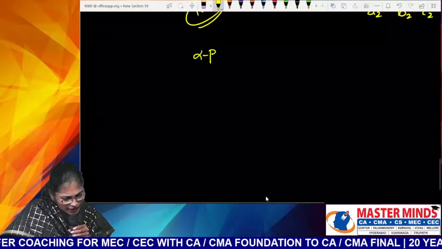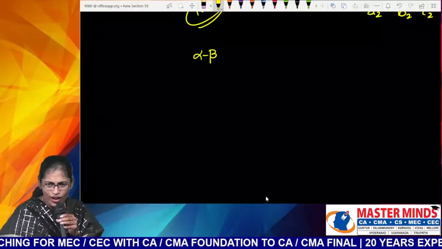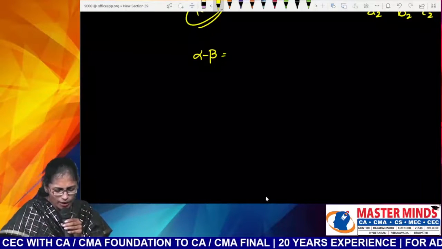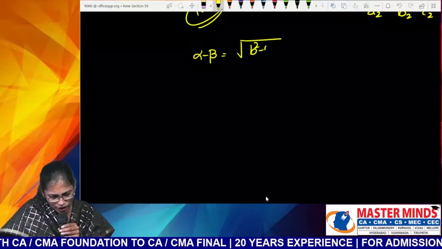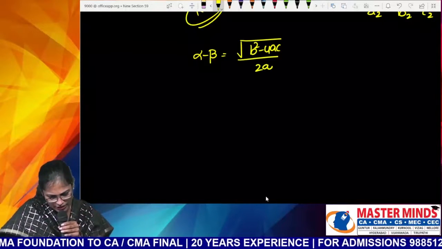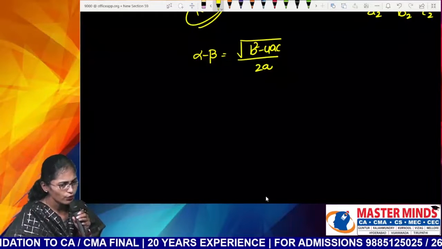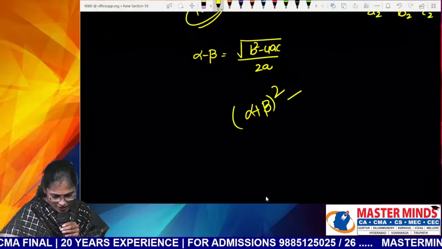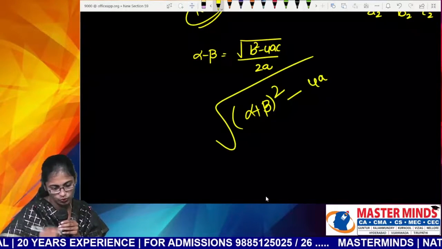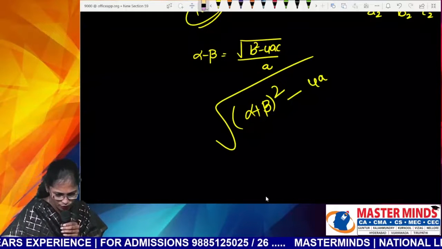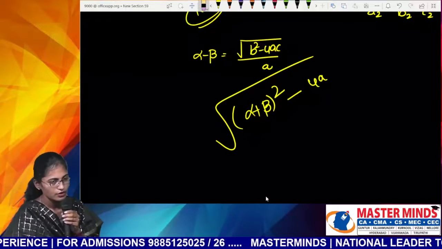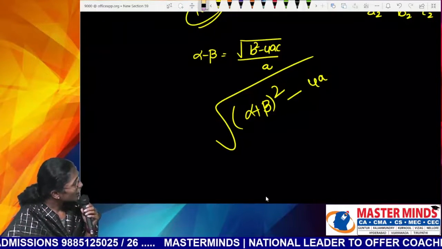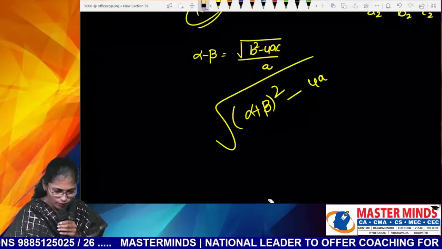The difference of roots can be written as either alpha minus beta or beta minus alpha. You will be given it like modulus of alpha minus beta, but I am simply writing alpha minus beta equals square root of b square minus 4ac by 2a. Sorry, this is not 2a, this is a. So, square root of b square minus 4ac by a. Or else this would be convenient: square root of (alpha plus beta) square minus 4 alpha beta.